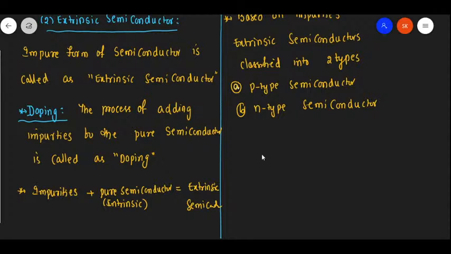Now we will discuss the p-type semiconductor. Very interesting and easy topic. Based on the doping material, the impurities, extrinsic semiconductors are classified into two types.